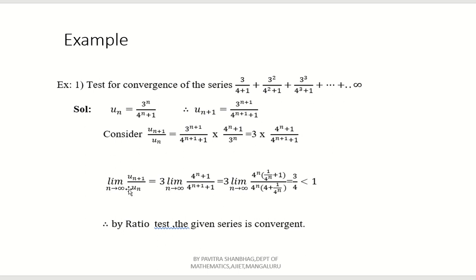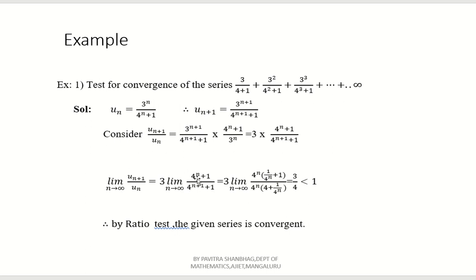Now consider limit n tends to infinity of u_(n+1) by u_n. Keep 3 outside. So limit n tends to infinity, what remains? 4 power n plus 1 divided by 4 power n plus 1 plus 1. So 3 is kept constant outside as it is. And here what is common? 4 power n, keep it out. In the denominator also 4 power n keep out. Why are we taking this 4 power n outside? Because if you apply the limit directly, you will get infinity by infinity, that is an indeterminate form.